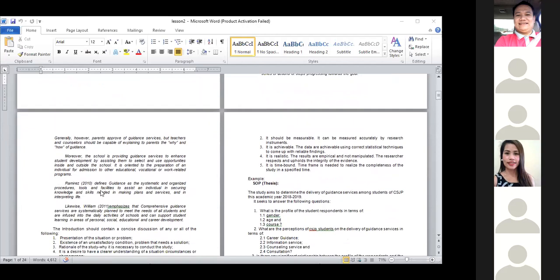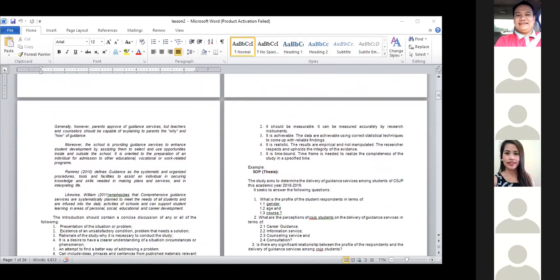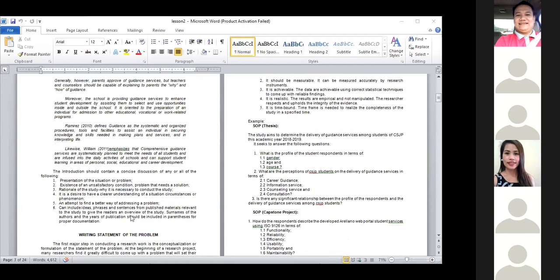So then likewise, something like that. Now, what are the things that you have to remember? So number one, presentation of the situation or the problem. Usually it is found on the last paragraph of your introduction. Your last paragraph should be like this, no? So in this premise, the researcher decided to come up with this study because blah, blah, blah. So you have to state the problem you identified.